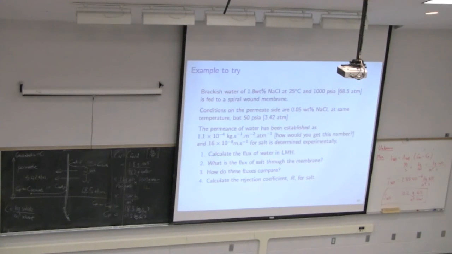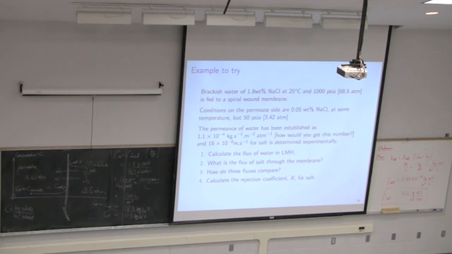For the flux, the amount of salt that goes through, is that the main reason why they don't use reverse osmosis to get salts, because it's not working? So the purpose of reverse osmosis is to get pure water, or as pure water as possible. It's not to create salt, right? We're not interested in that. We just pump that back into the ocean.